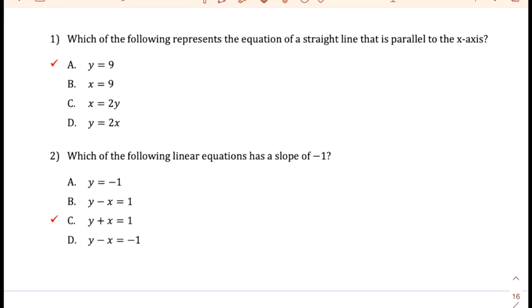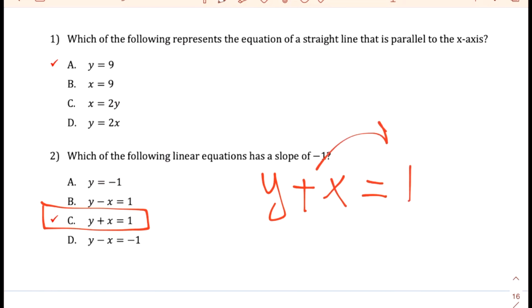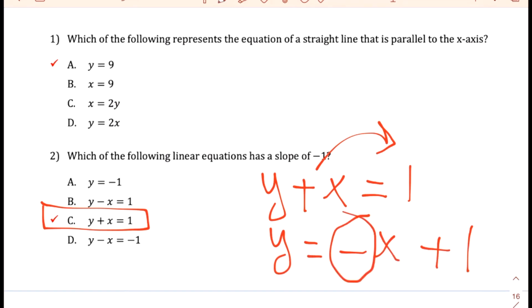Now, they have taken this option. How do they know? Actually, it's easy. You have to make it y equals slope-intercept form. So you have to move this x to the second side, and you get y equals negative x plus 1. As you can see, this is your m. Negative x means negative 1 times x. Okay? And that's why the slope is negative 1. Is this clear?